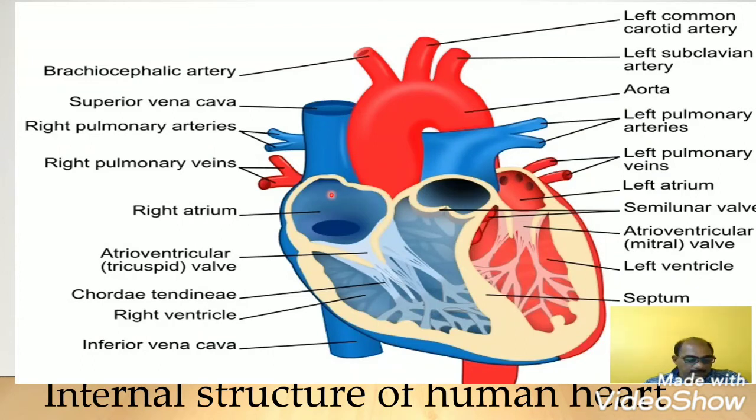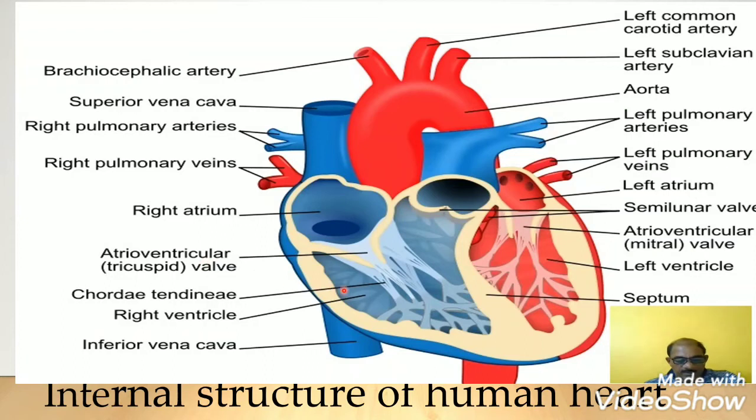Then this right atrioventricular valve has three flap-like structures, 1, 2, 3. So that valve is also called the tricuspid valve or atrioventricular valve.